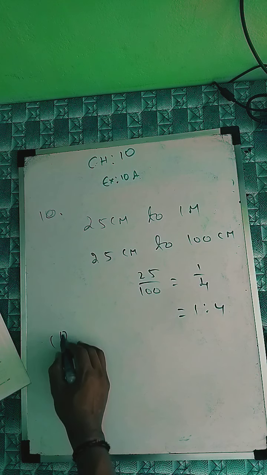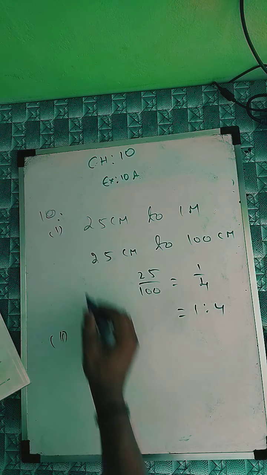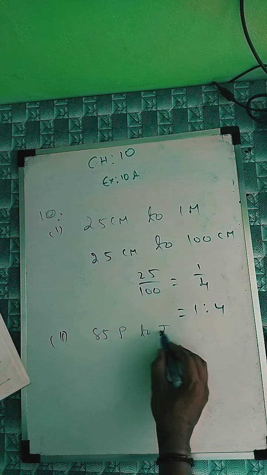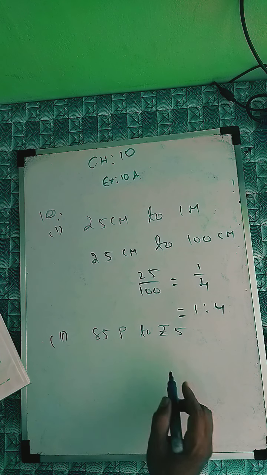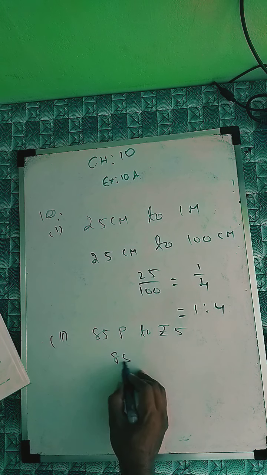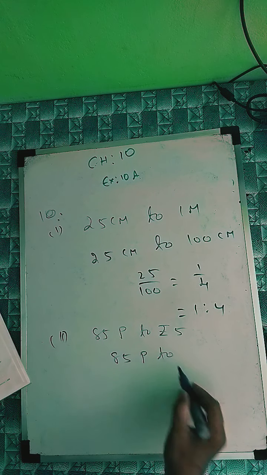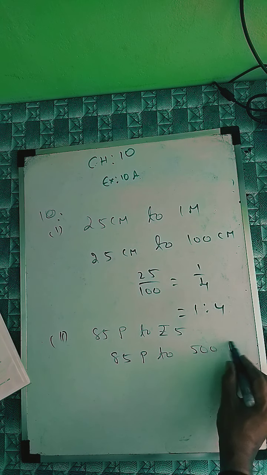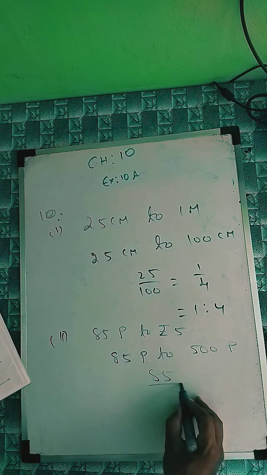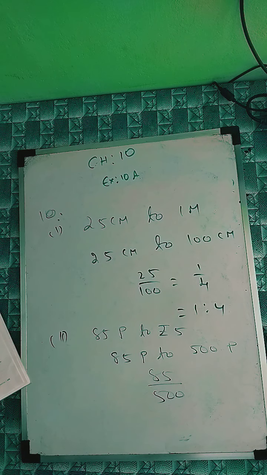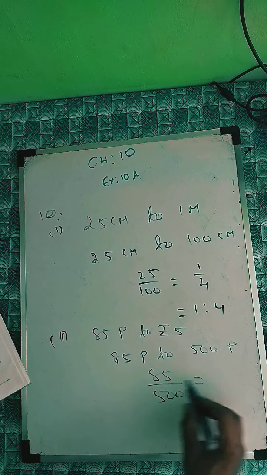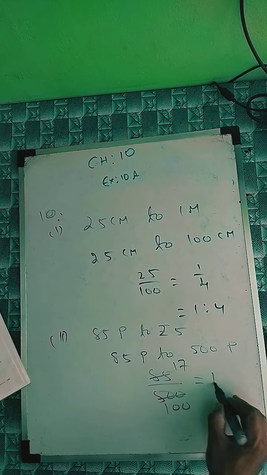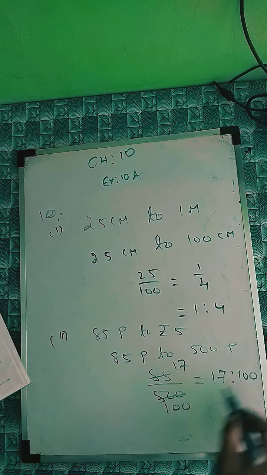And the second question, 85 paise to 5 rupees. So we can say here 85 paise, we can just keep the same, and 1 rupee is 100 paise, so 5 rupees means 500 paise. So 85 divided by 500. If you cut it, tell me how much here. If you cut here 5 17s and 5 100s, the answer is 17 is to 100.